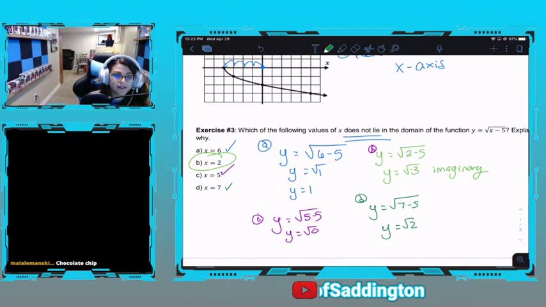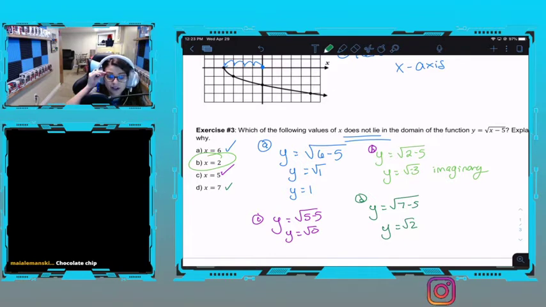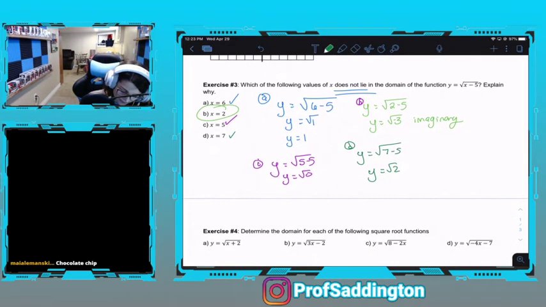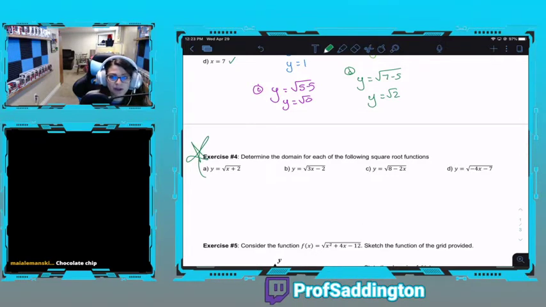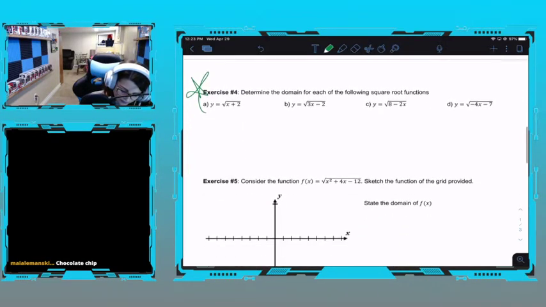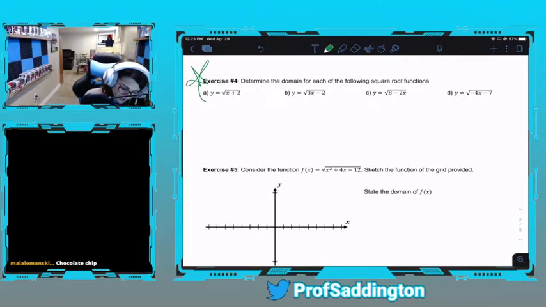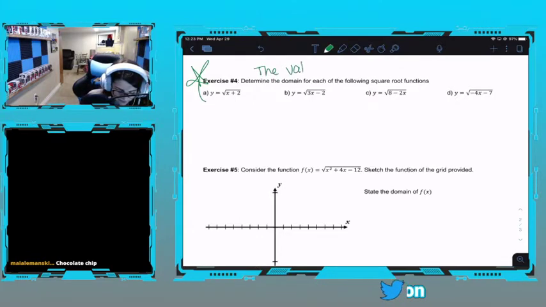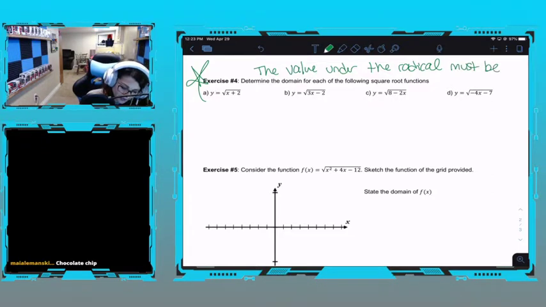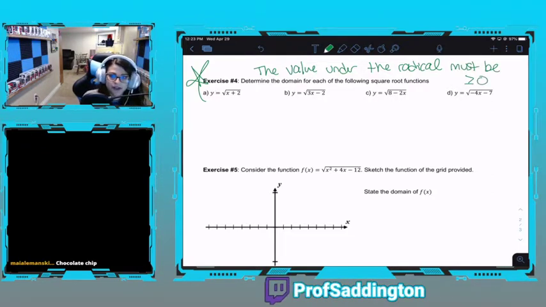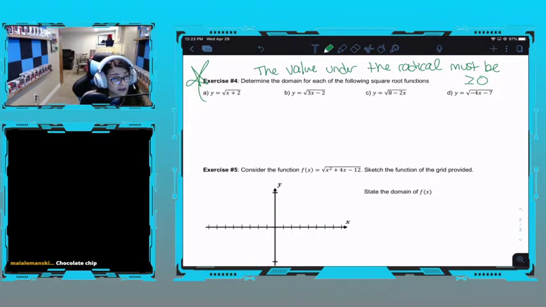So if we want to find the domains, which is what a lot of your homework is going to be on, we're going to practice that in these next 4. So these next 4 are super duper important. Make sure you take good notes on them. Determine the domain. So the value under the radical must be greater than or equal to 0. We're allowed to be equal to 0, but we don't want to go smaller than that.